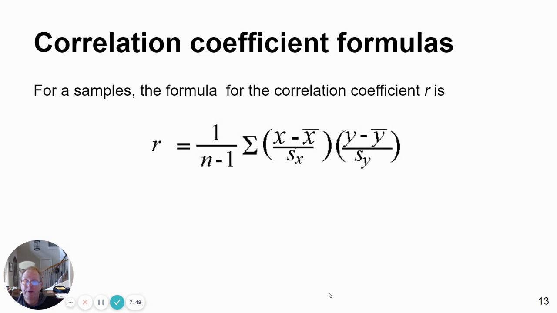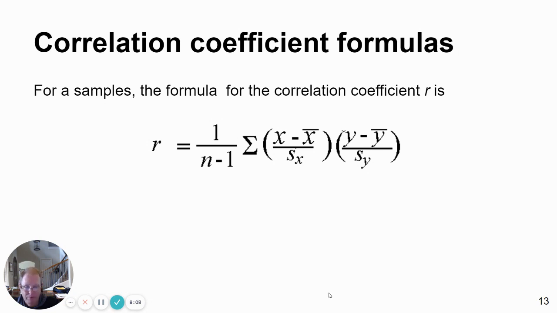Here is our formula for the correlation coefficient. Now this formula is on the AP exam, on the formula sheet, but you will never need to calculate it by hand. Your calculator will always do this for you. This is the correlation coefficient for a sample.